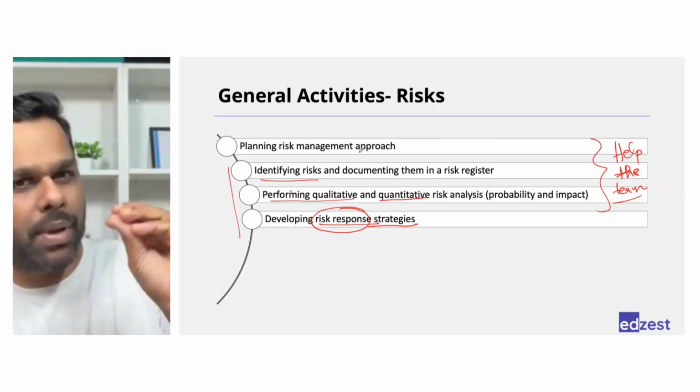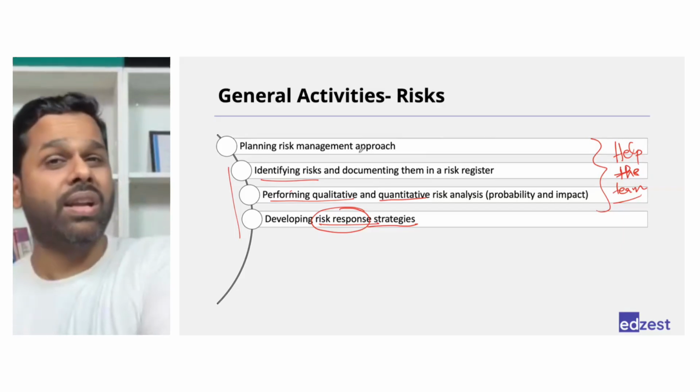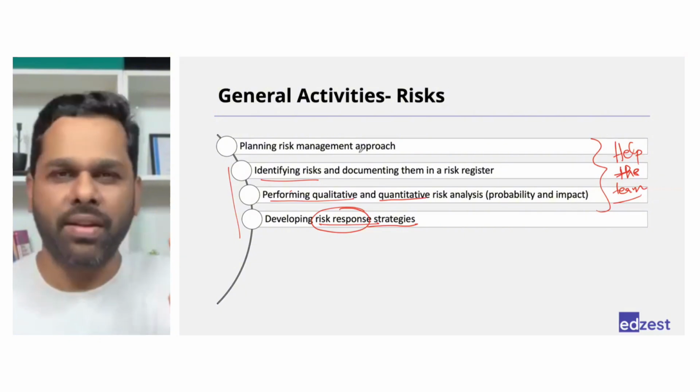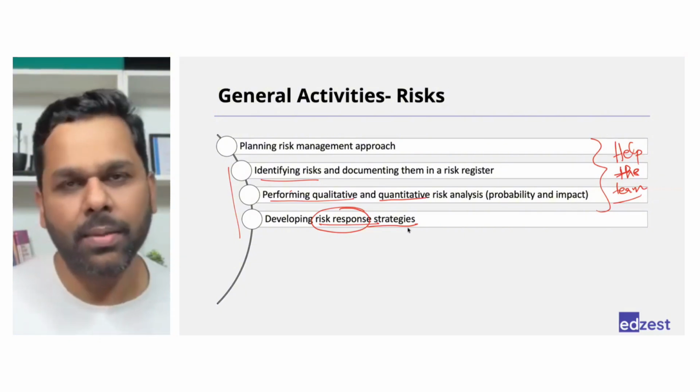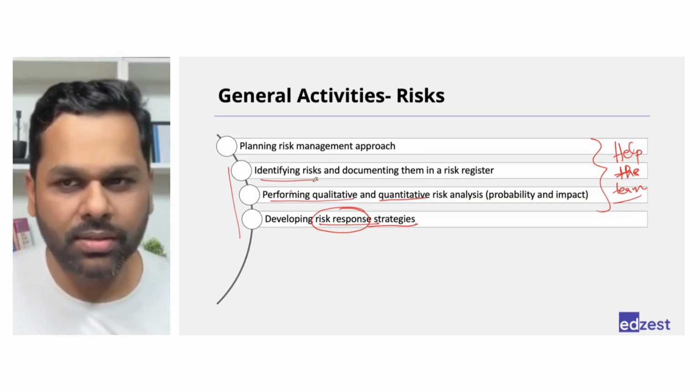So why should the planning happen before identifying the risk? To help your team members understand how to identify risks in this project. To what length we should identify. Everything will be there in the planning. Is it clear, Bernard? Am I able to answer what you wanted to ask?